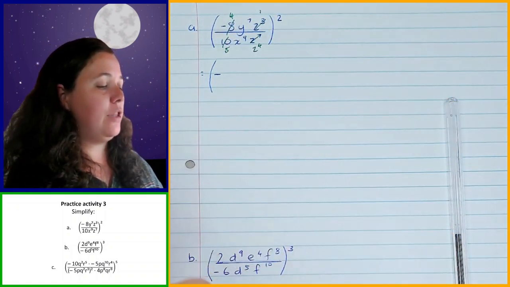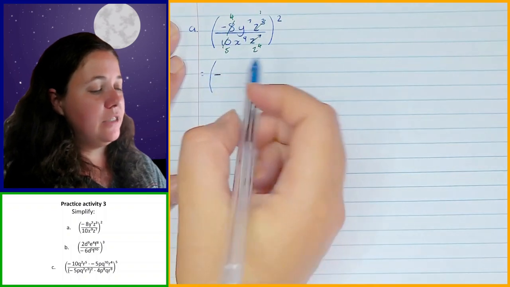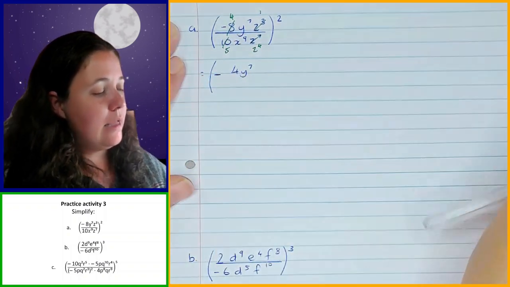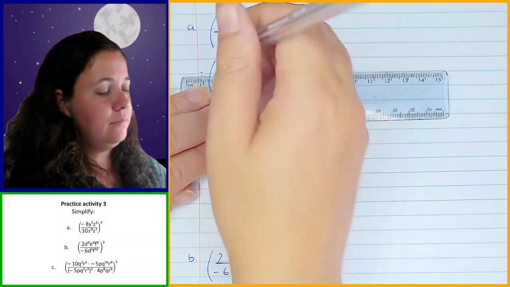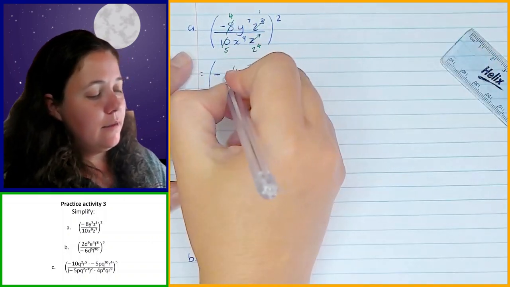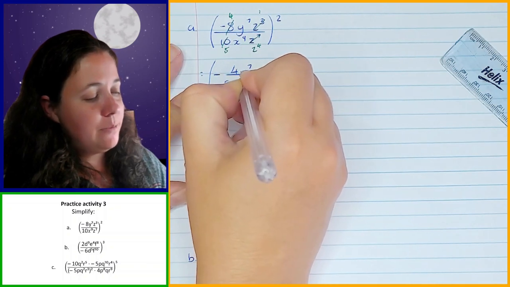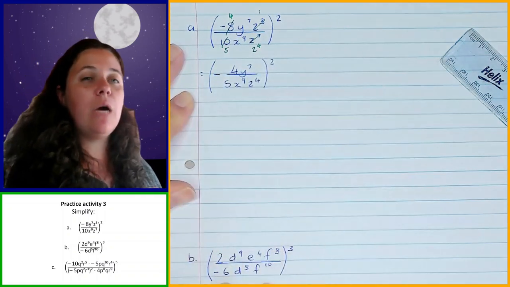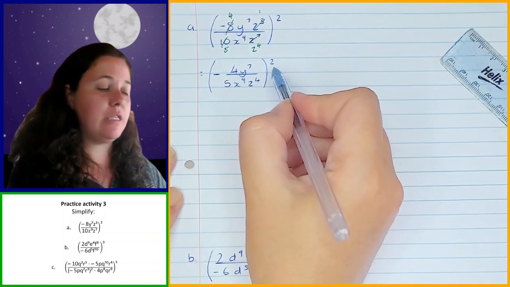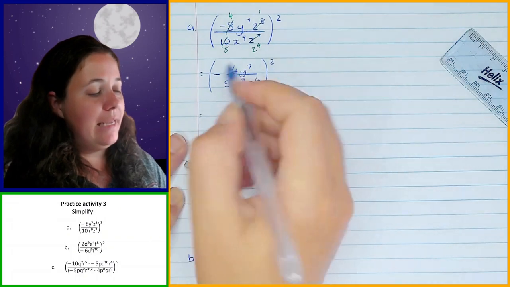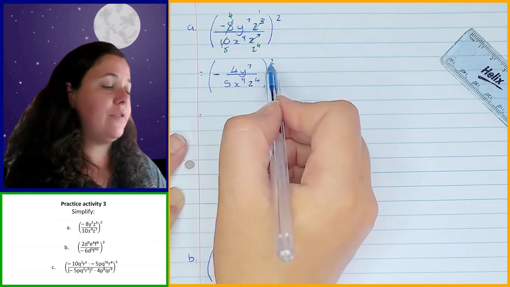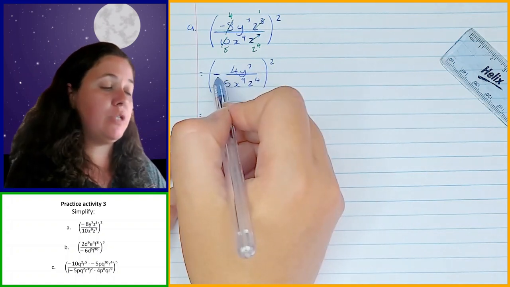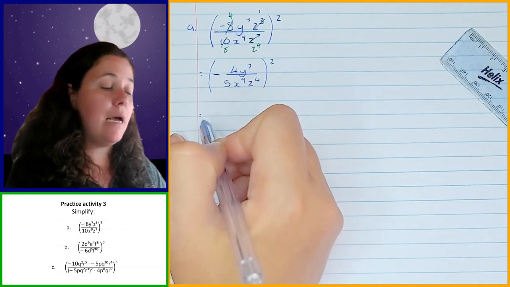So what I end up with inside my brackets is negative 4y to the power of 7 over 5x to the power of 9, z to the power of 4. And that is all squared. So now we're going to apply this exponent outside over here. Now remember, when we have a negative inside, we have to see if this is odd or even. In this case, it's an even exponent, which means that that is going to become positive. So I'm not going to write a minus over here.